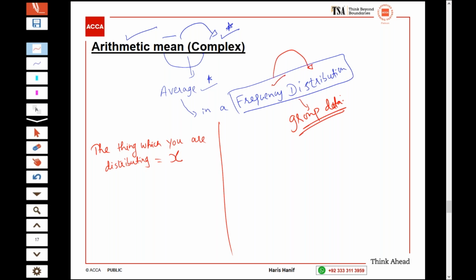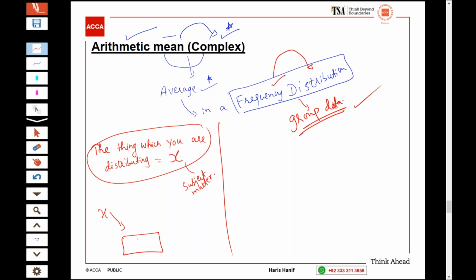Now, you are distributing a chocolate to people. So chocolate is the subject matter. I'm giving you a very sweet example. Chocolate is the subject matter, and you are distributing to the people, the group data, the group of people. X is distributed over something which is known as F. F is the frequency distribution, group data.